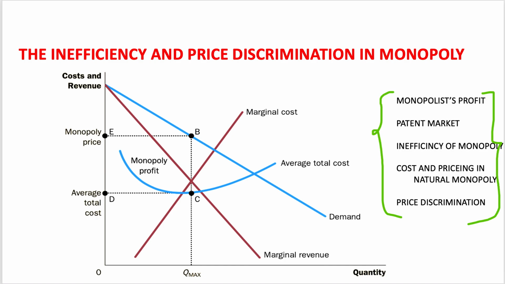Hello everyone. Today's lecture is about inefficiency and price discrimination in monopoly. This lecture consists of the monopolist profit, patent market in monopoly, inefficiency of monopoly, cost and pricing in the natural monopoly. Later on, in the end, we will see the price discrimination in the monopoly.